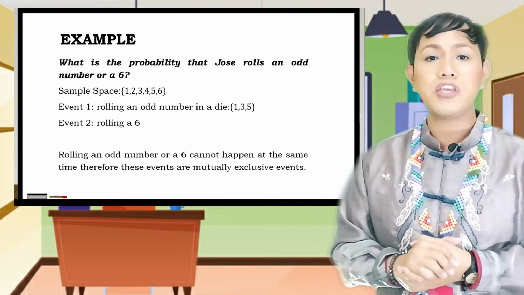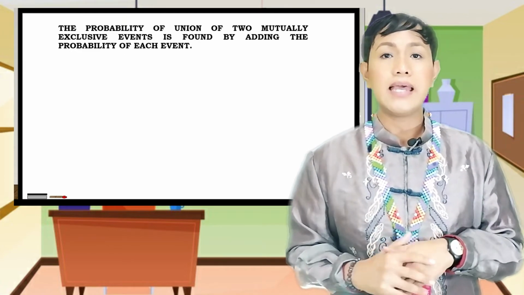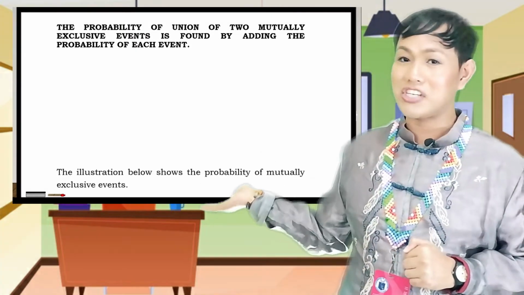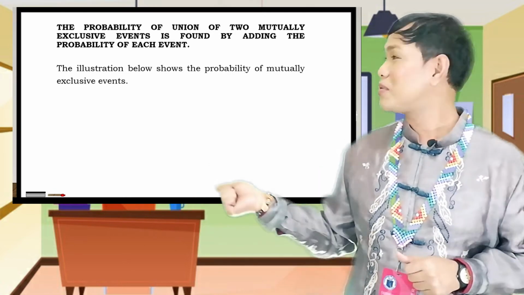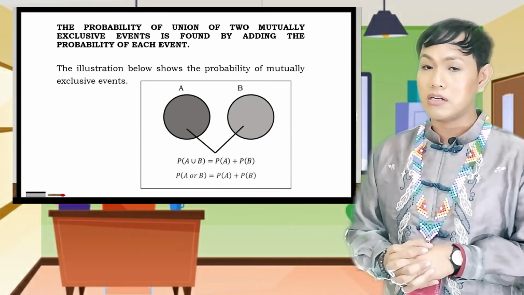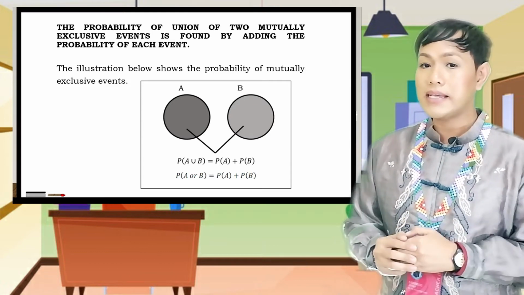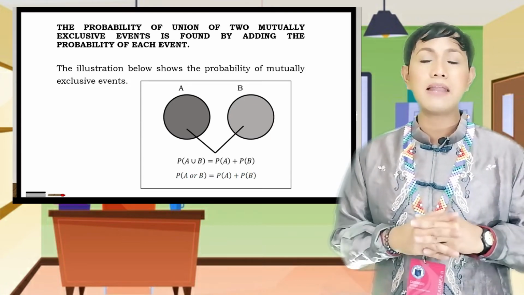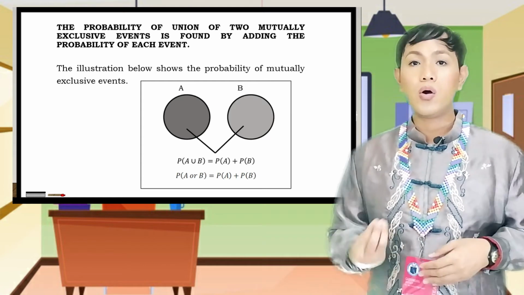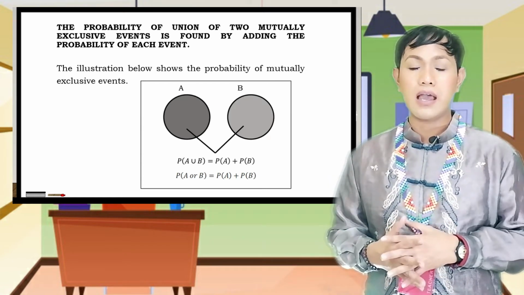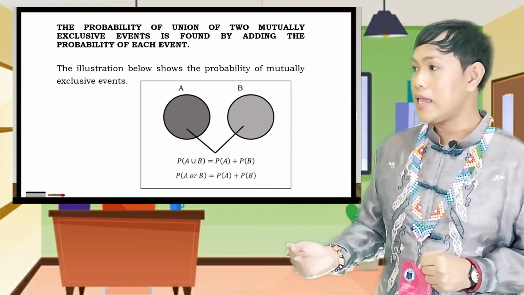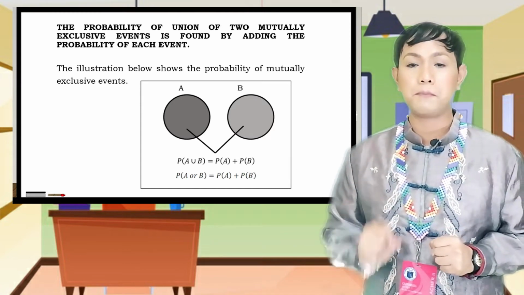The probability of the union of two mutually exclusive events is found by adding the probability of each event. The illustration here shows the probability of mutually exclusive events. You get to see in the illustration that there are two circles labeled A and B. It says the probability of the union of events A and B is equal to the probability of A plus the probability of B. In other words, we can also say that the probability of events A or B is equal to the probability of A plus the probability of event B.